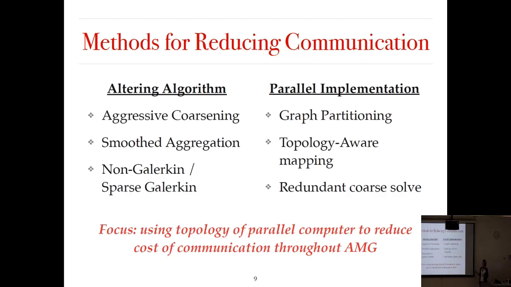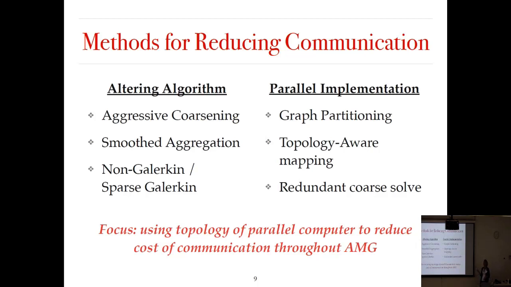Smooth aggregation is a similar concept, that you find aggregates of nodes rather than splitting into C and F points, so you can, again, have fewer levels. Non-Galerkin and sparse Galerkin methods systematically remove non-zeros from the matrix if they're relatively small to add sparsity back in and reduce communication. And there are a lot of other ways to alter the algorithm.